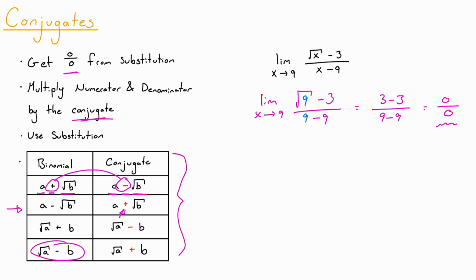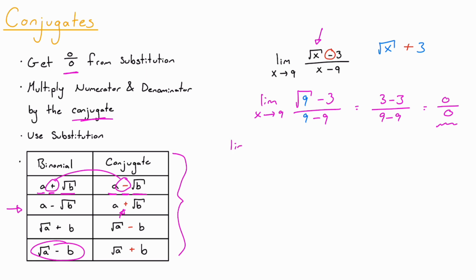I see that we've got a square root in the numerator, and it is being subtracted by 3. So our conjugate is going to be the square root of x, and since we have a minus, our conjugate is going to be plus 3. So let's go ahead and rewrite our problem here.